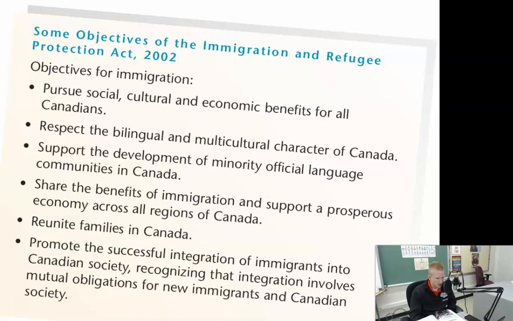We're failing miserably when it comes to that point because, as you'll see later, almost all immigrants go to 3 places in Canada: Toronto, Vancouver, and Montreal. So one of the goals is to share the benefit of immigration across all Canada. Not working too well. Next goal, reunite families in Canada and promote the successful integration of immigrants into Canadian society, recognizing that integration involves mutual obligations for new immigrants and Canadian society. So remember, it says integrate, not assimilate, like we talked about before. Integrate. So become part of Canadian society, but you can obviously keep everything you have about your previous society as well.